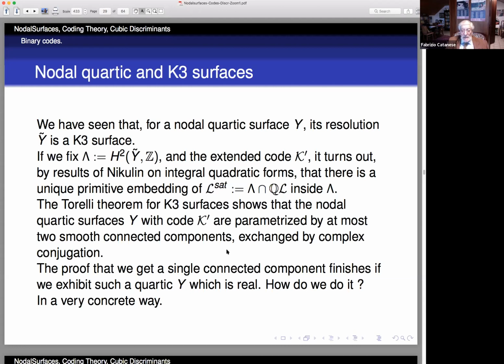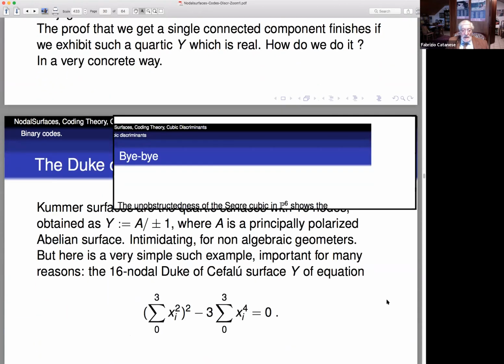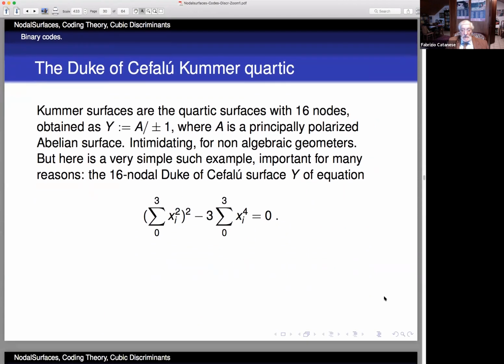But I claim that there exists only one connected component. So all I have to do is to exhibit such a quartic with a code K prime and with a given number of nodes, which is real. And this can be done in a very concrete way. I call this Kummer quartic the Duke of Cefalù.